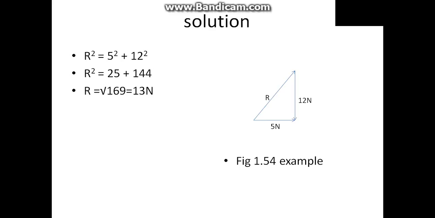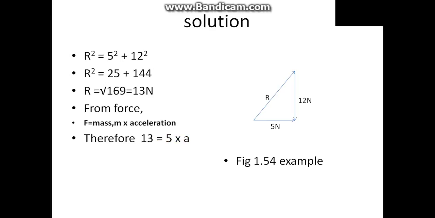which gives us 13 Newton. From force is equal to mass m times acceleration a, therefore 13, which is the force, is equal to 5, which is the mass, times acceleration. Making a the subject of the formula, we have that the acceleration is now equal to 13 over 5, which gives us 2.6 meters per second squared.